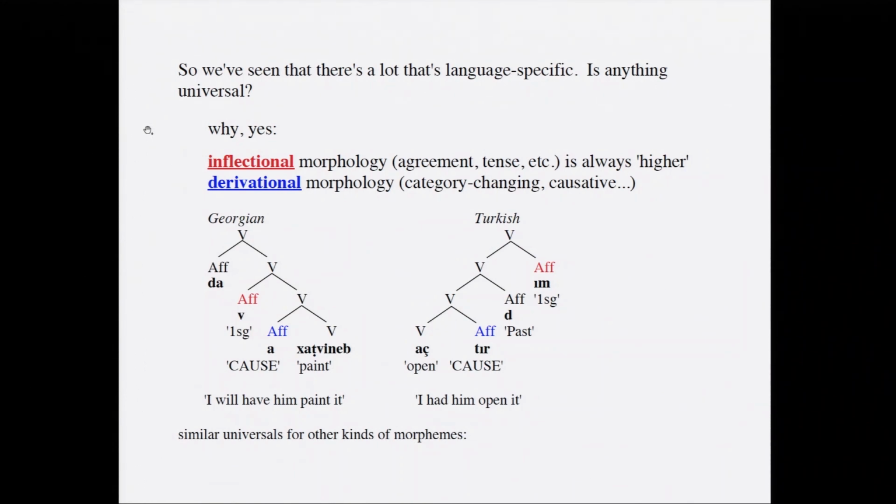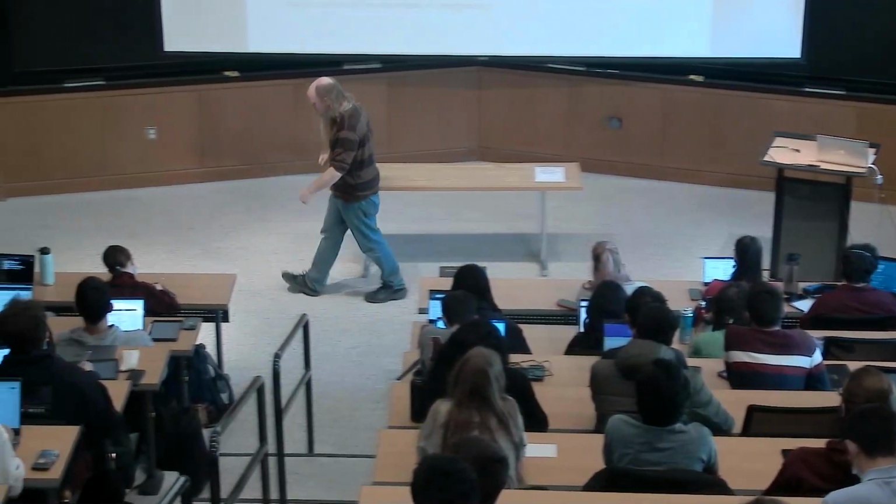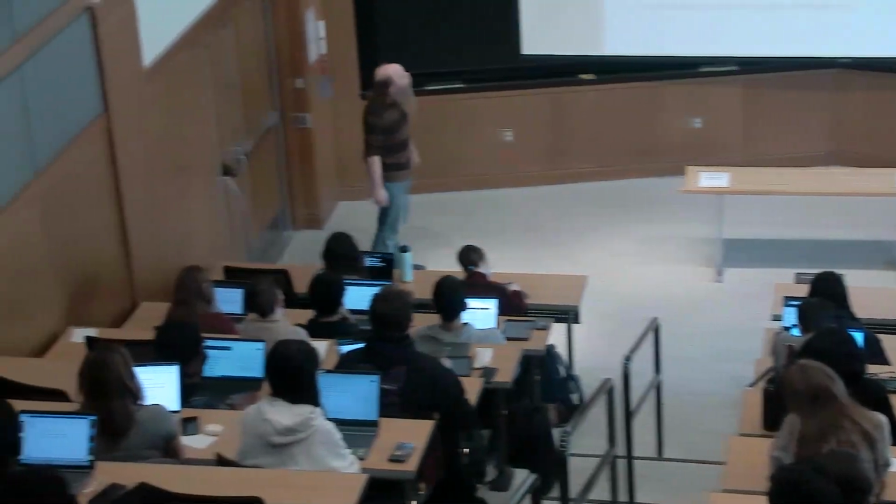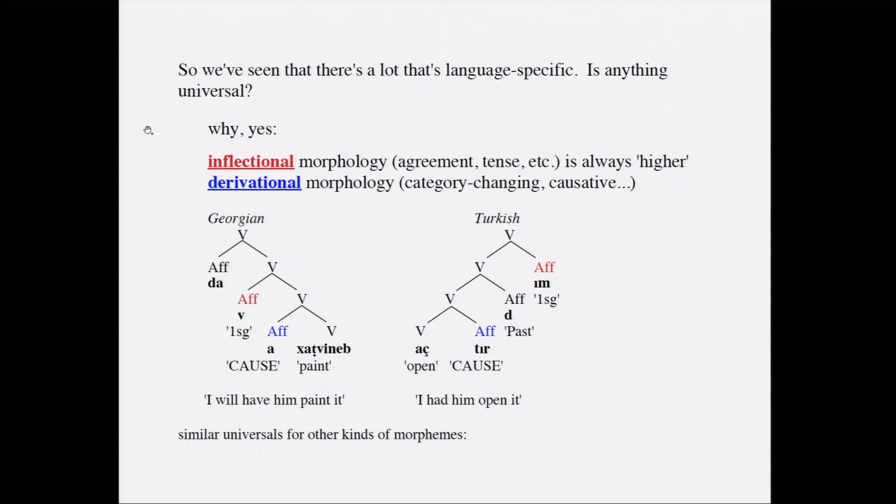I just want to try to convince you that even in morphology, which is what we're starting with, there are some things that maybe are reliable cross-linguistically. So here's a Georgian verb and a Turkish verb. I don't know either of these languages, so I had to pick examples that had a different verb at the bottom. In Georgian, you've got paint, and in Turkish, you've got open. But otherwise, these verbs are the same. The Georgian one means I will have him paint it, and the Turkish one means I had him open it. Okay, they aren't the same.